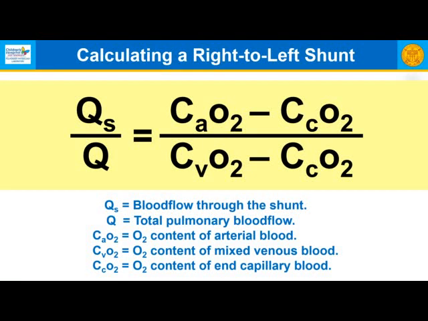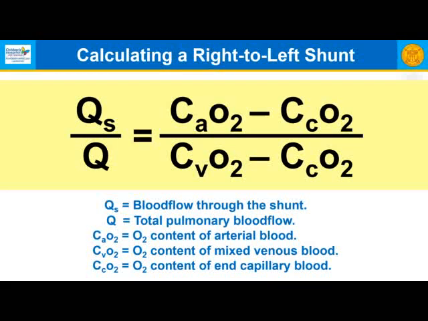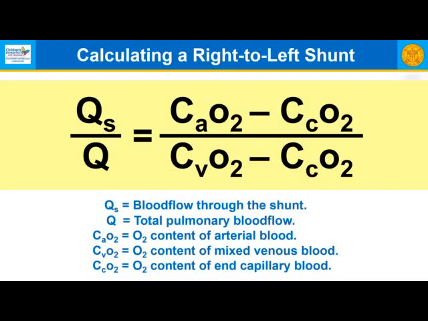We can calculate the shunt fraction. So what's given here is QS is the blood flow through the shunt. Q is the total blood flow, our cardiac output. CaO2 is content of arterial blood, CcO2 content of pulmonary capillary blood, CvO2 content of mixed venous blood. So this equation gives us the right to left shunt.